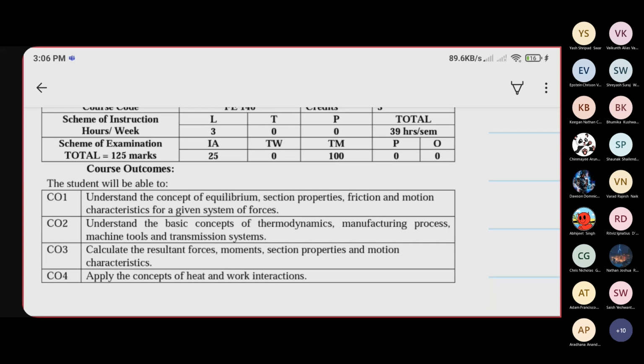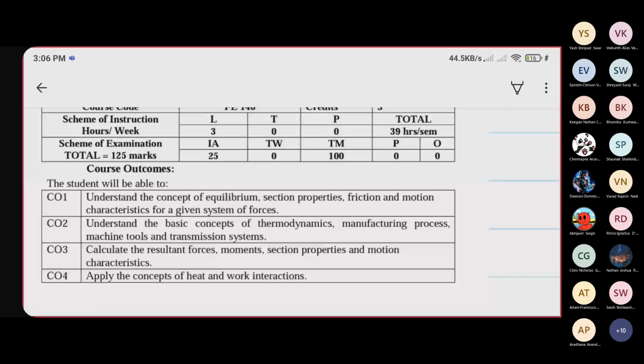Then in the second course outcome, what you are going to understand is basic concept of thermodynamics, manufacturing process, machine tools, and transmission system. So this will basically be in the third and fourth module. Then in the third course outcome, we are going to learn to calculate the resultant forces, moment, section properties, and motion characteristics. So that again will come in the second module. And last is apply the concept of heat and work interaction, that we are going to study in the third.